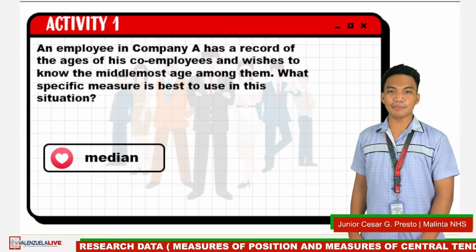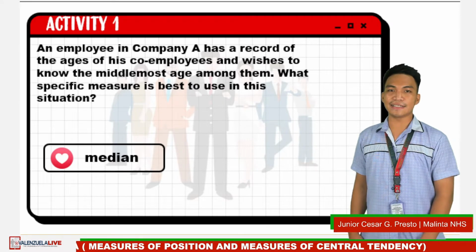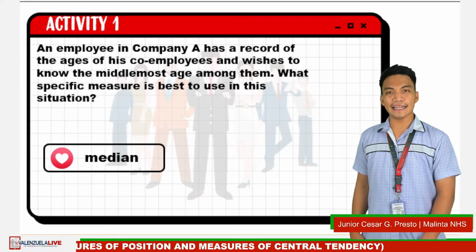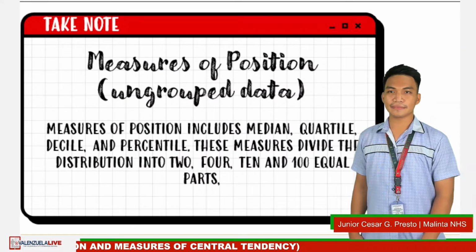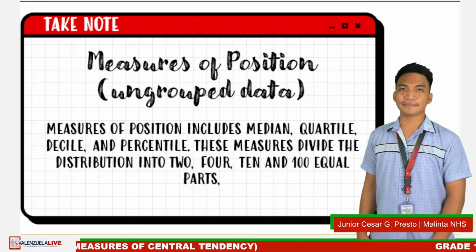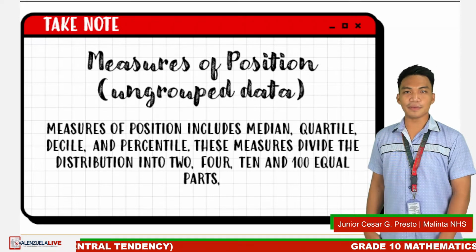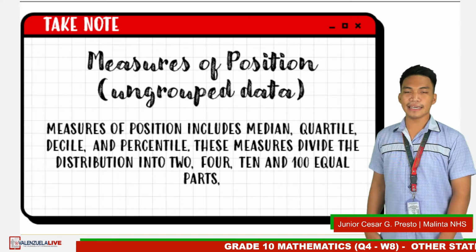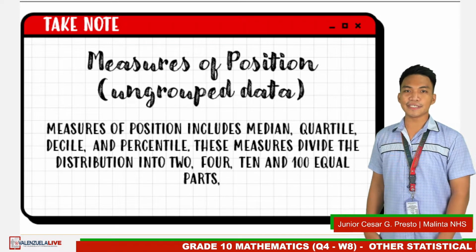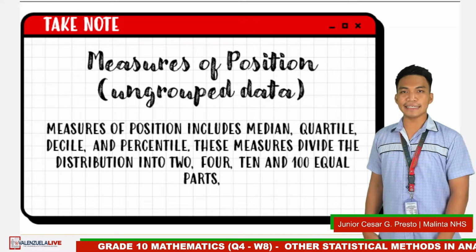You will surely need more of this as we go along with the lesson. Let us now proceed to statistical methods in analyzing and interpreting research data, starting with measures of position. Measures of position for ungrouped data. If you still recall from your previous lessons, measures of position includes median, quartile, decile, and percentile. These measures divide the distribution into 2, 4, 10, and 100 equal parts.